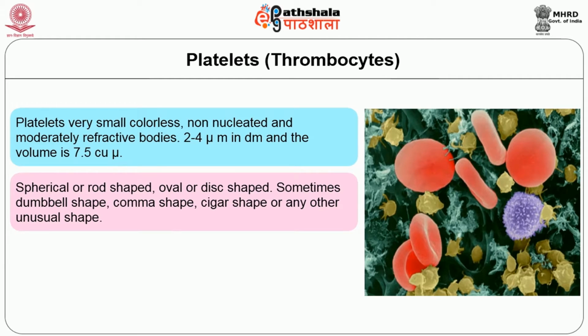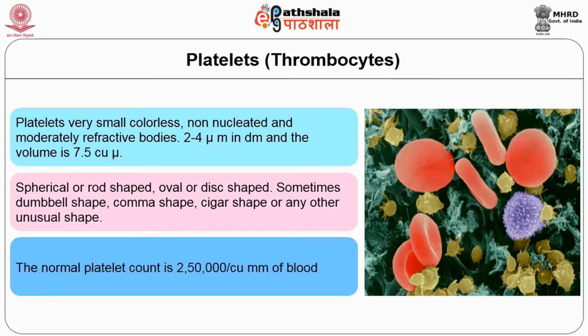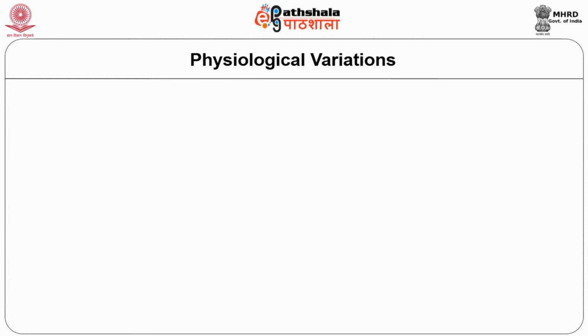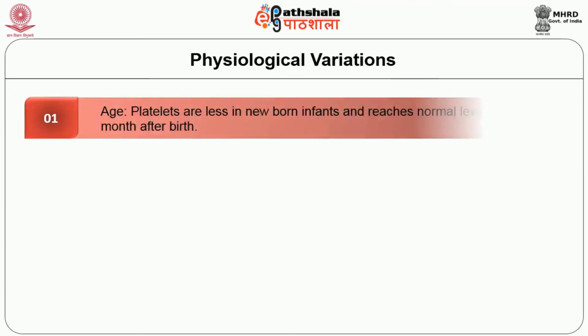They have a cell membrane, microtubules, and cytoplasm. The normal platelet count is 250,000 per cubic millimeter of blood. Now, what are the physiological variations of platelets? Number 1 is age. Platelets are less in newborn infants and reach the normal level at the 3rd month after birth.